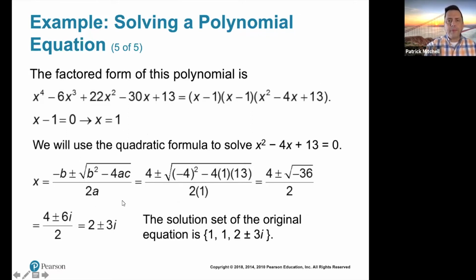And here it is. So when you use the quadratic formula to solve this quadratic equation, you get the two additional zeros beyond the 1 that we already found, which is called a double root because it has multiplicity 2. Those imaginary zeros are 2 plus or minus 3i. So the solution set of the original equation, notice they've listed the 1 twice because it has multiplicity 2. They're just trying to emphasize that this fourth degree equation does have 4 roots if you count the 1 twice.